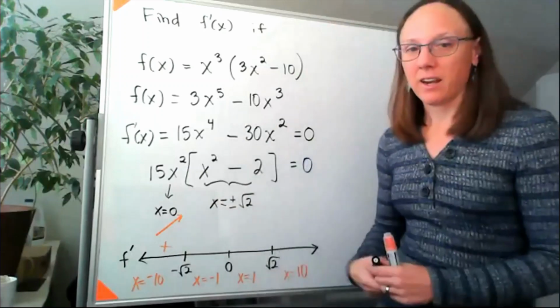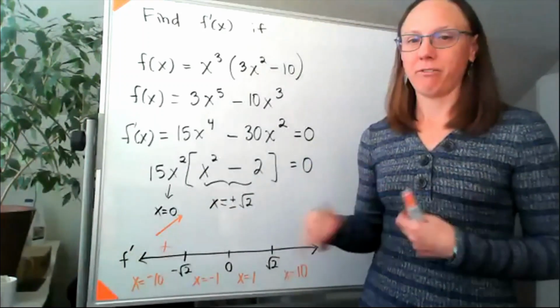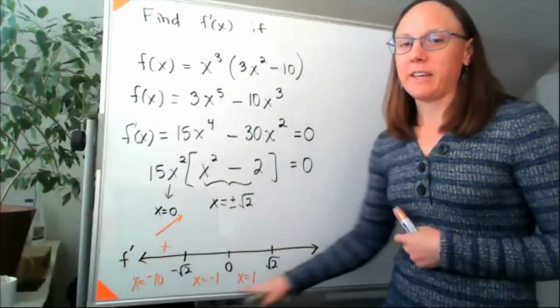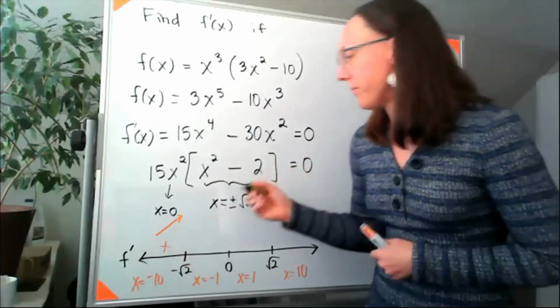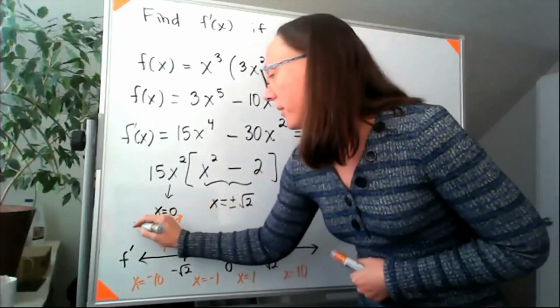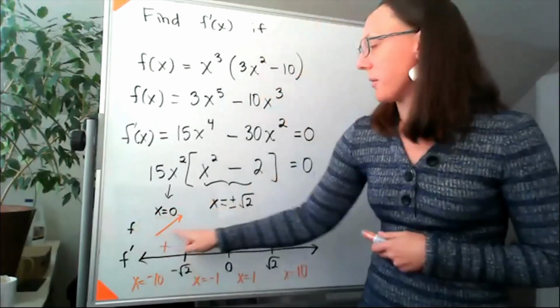And like I said, I labeled this as f prime so I can remember for myself. I'm plugging each of these numbers into the derivative, not the original function. But up here, I'm going to show what the function itself is doing. So I know my function must be going up.